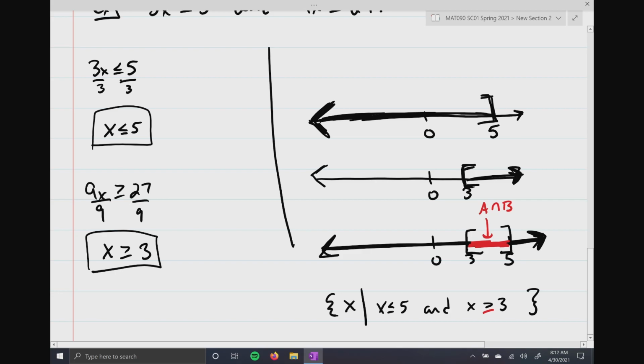So, to check yourself, all you have to do is select a number that is inside of the shaded region. And it has to satisfy both. Hold on. Oh, we almost had a catastrophe there. Okay. So it has to satisfy both. So what number's in between 3 and 5?